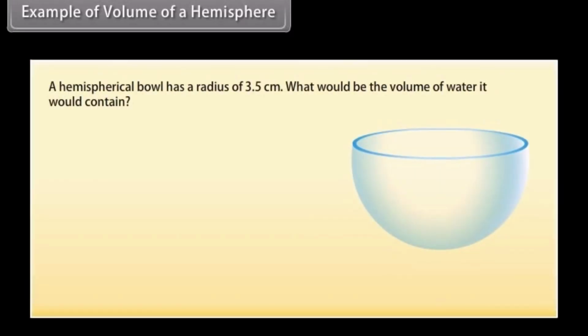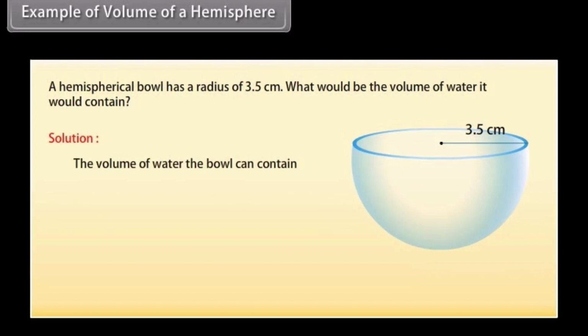Example of volume of a hemisphere. A hemispherical bowl has a radius of 3.5 centimeter. What would be the volume of water it would contain? Solution. The volume of water the bowl can contain is 2/3 pi r cube, which equals 2/3 into 22/7 into 3.5 into 3.5 into 3.5 centimeter cube, which is equal to 89.8 centimeter cube.